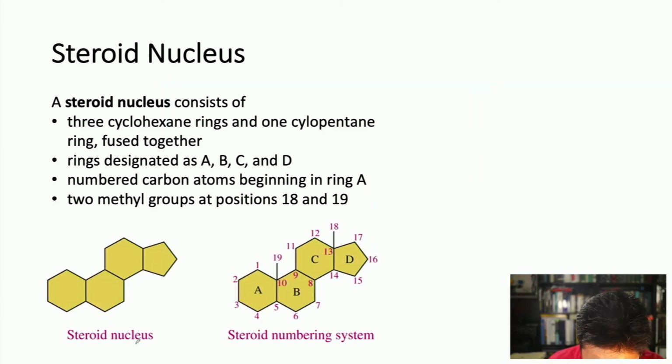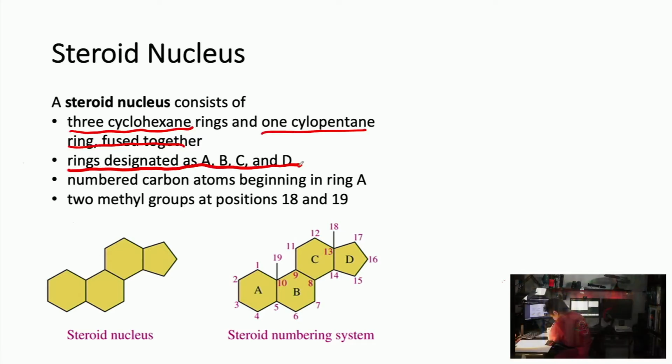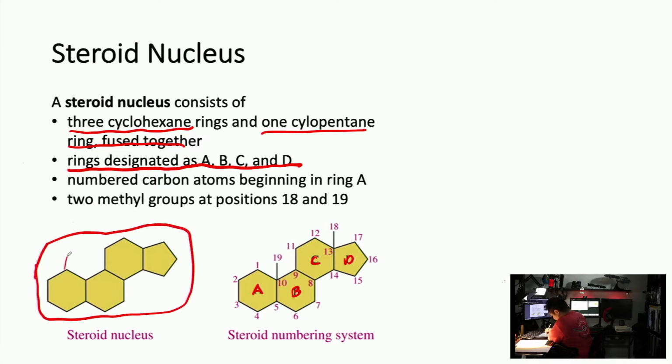Then we have our steroids, right? Steroids usually consist of 3 cyclohexane rings and 1 cyclopentane ring fused together. These rings are designated A, B, C, and D, as you can see here. And the reason why it's called a steroid nucleus is because all steroids have this part, and then they just have other things coming off of them as substituents and such, right?